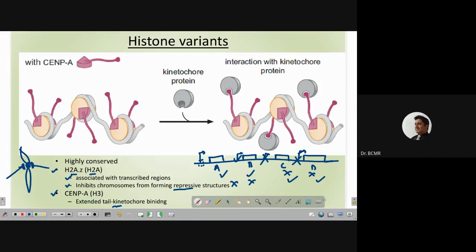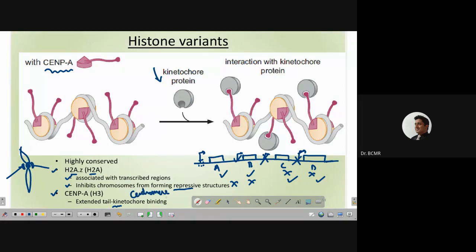Those are good places where the kinetochore protein will bind and form the kinetochores. Otherwise, kinetochores can form anywhere else, right? But CENP-A is the protein, a variant of histone H3, which will determine the binding of kinetochore protein, and these are usually associated with centromeres.